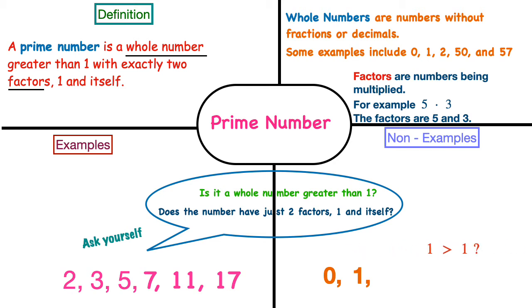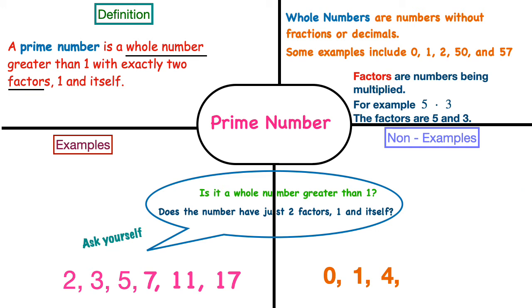Let's look at another one. Let's look at the number 4. So I start with that first question. Is 4 a whole number greater than 1? Yes, it is. Now let's think of those factors of 4. Well, I know that I can get 4 by doing 1 times 4, but I also know that I can get 4 by doing 2 times 2. So it looks like 4 has more than just 2 factors, 1 and itself, so I'd have to answer no to that question. So that means that 4 is not a prime number.